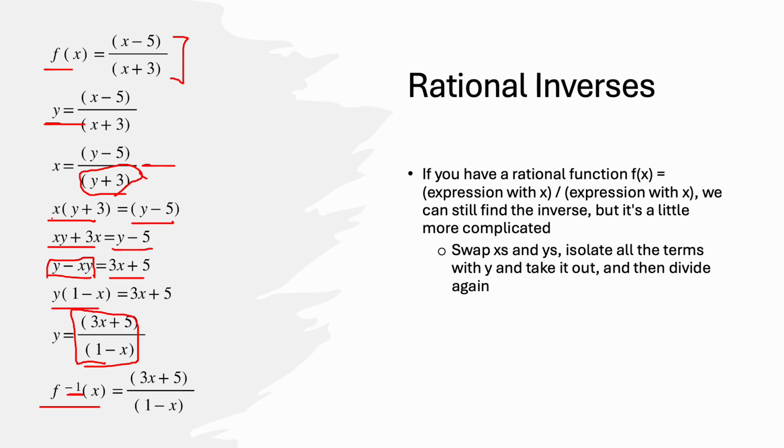Again, this isn't raising to the negative 1 power. That's just saying it's the inverse. f inverse of x is equal to 3x plus 5 over 1 minus x.